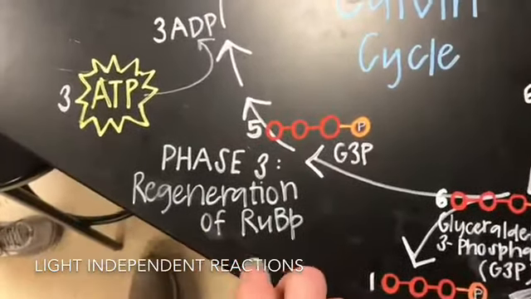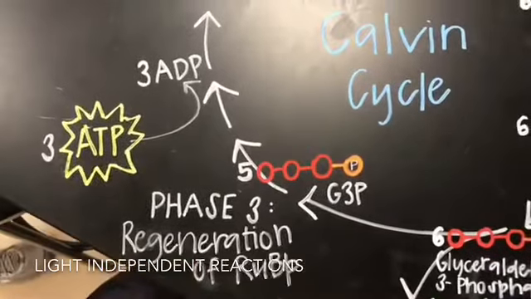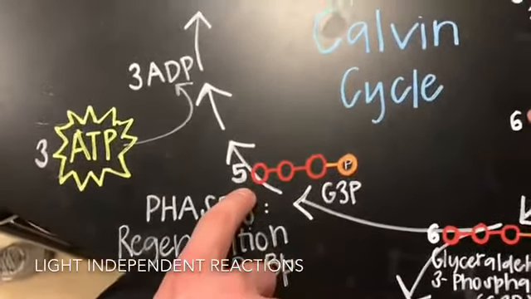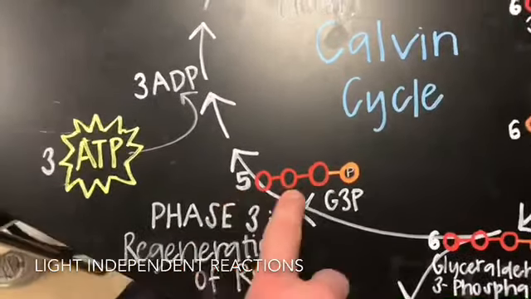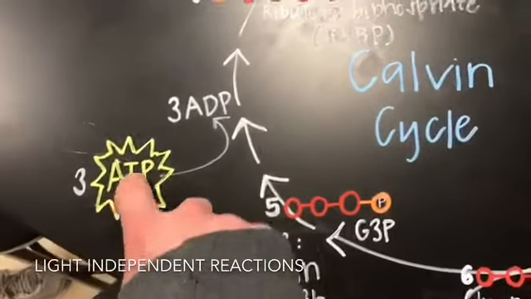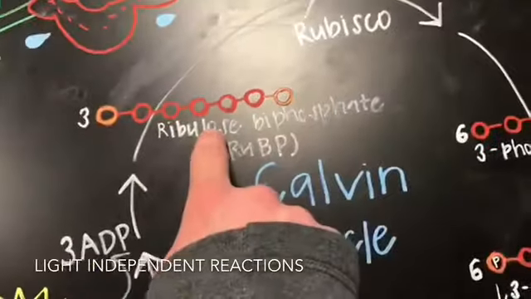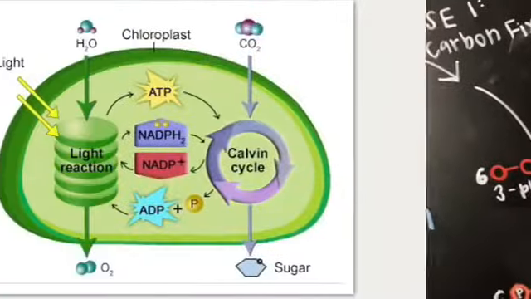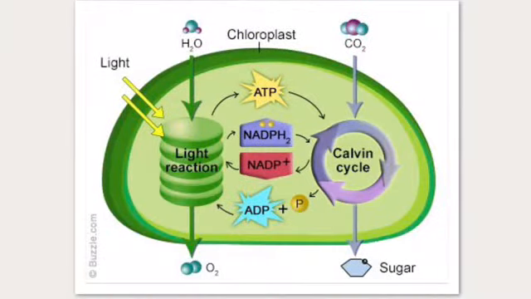Step 3, regeneration of RuBP. Since this is a Calvin cycle, we must end up back at the beginning. The remaining 5 G3P molecules, 3 carbons each, get rearranged using ATP to form 3 RuBP molecules. And we're back at the beginning. Products from each reaction are used for the other, and the cycle continues.